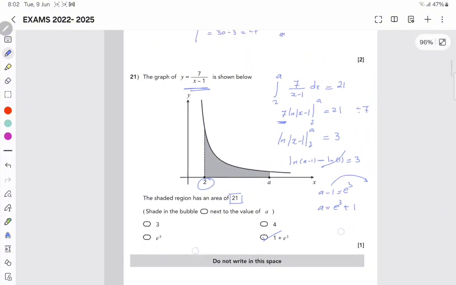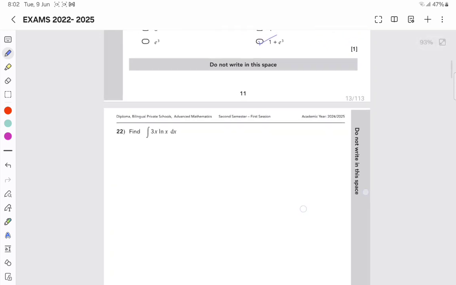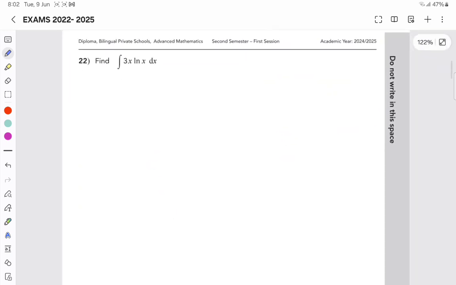Maybe you get a question like this as an extended one. Now we are going to the next question. It's integration by parts. Why? Because it's involving ln. So in parts, we always denote ln by u, u equals ln x. Why? Because I have a rule to differentiate ln x. And dv is the other term, 3x dx.